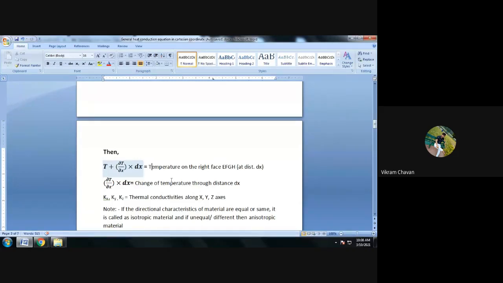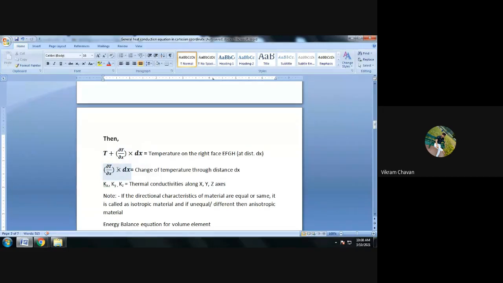Here ∂T/∂x multiplied by dx is equal to the change of temperature through distance dx.